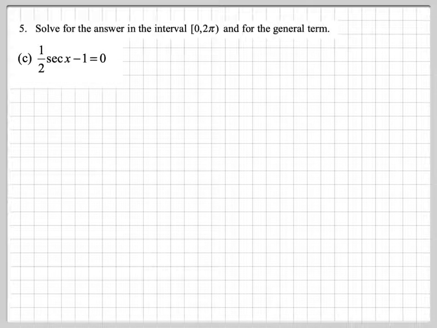All right, solving a secant equation. Now, whenever you guys are solving trigonometric equations, you got to first get the trig function alone. So let's get busy on that.